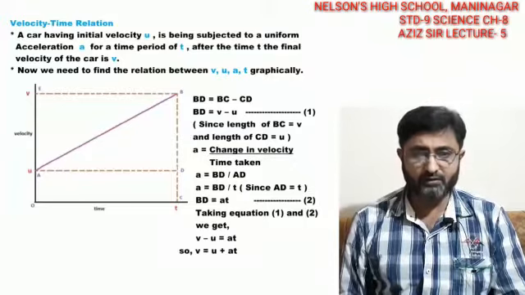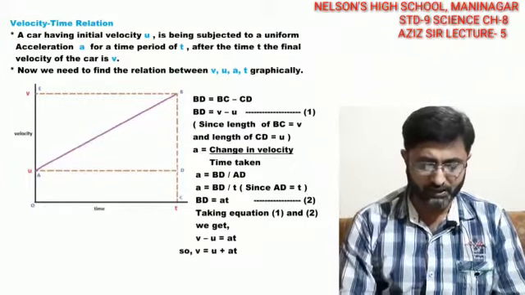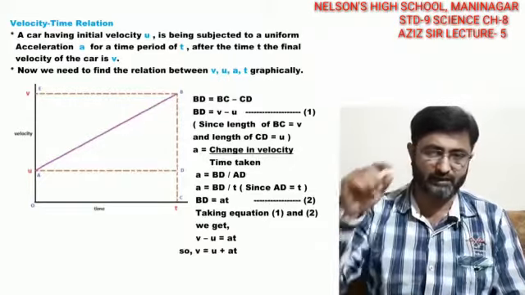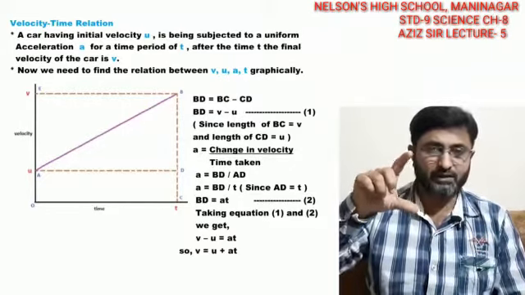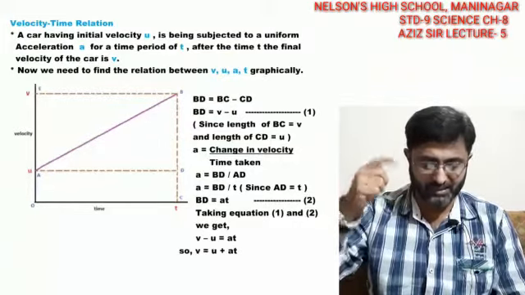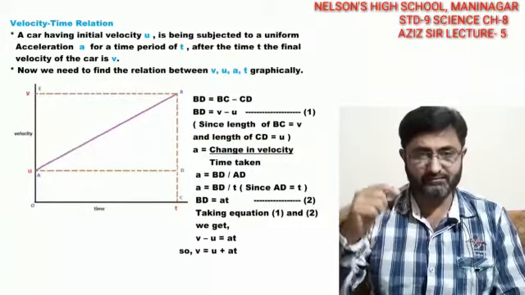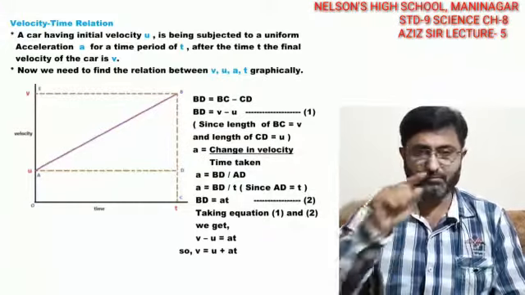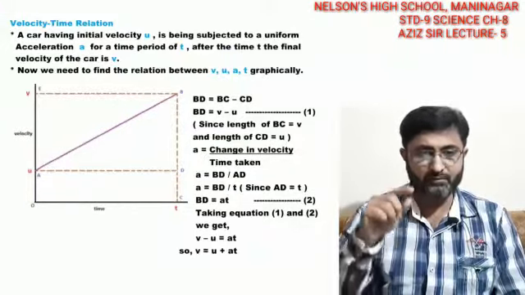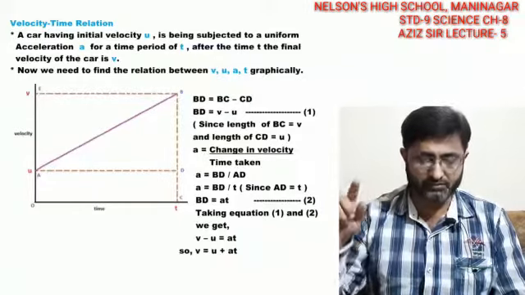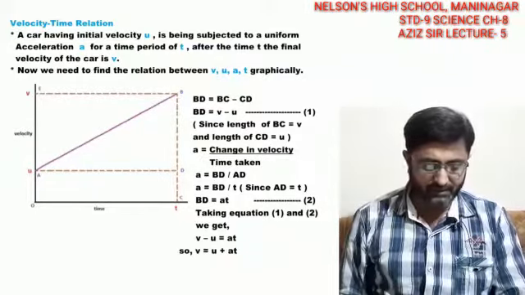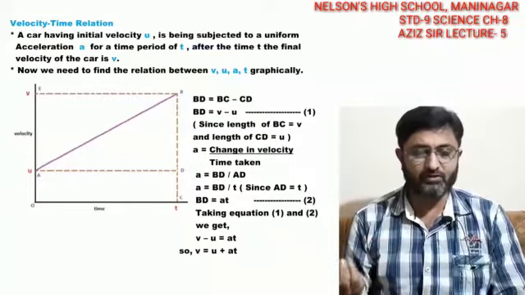Now taking some mathematical values, BD is a section on the y axis. Directly we don't have BD, so what we do is BC minus DC, that will be equal to v minus u, and that is going to be BD in length. Now, how do we count acceleration?